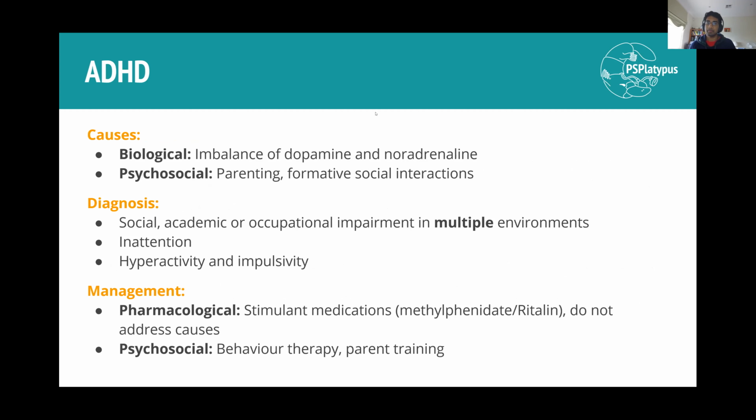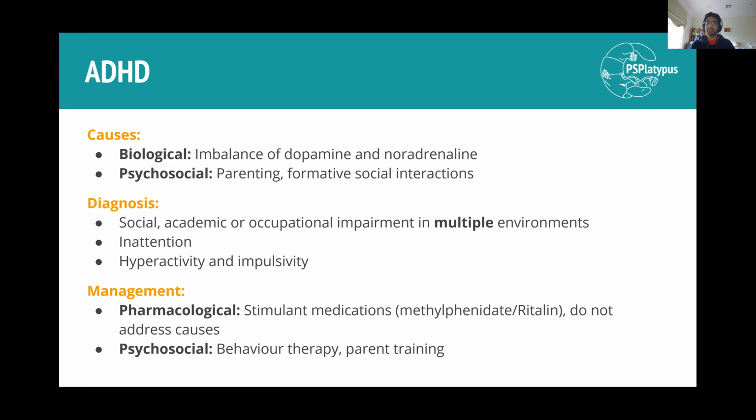Okay. So the first one we'll look at is ADHD. Biologically, there's an imbalance of dopamine and noradrenaline, and then psychosocially, things that can cause it include deficits in parenting, basically not socializing the child correctly, and also having social interactions which are perhaps negative or abnormal in childhood. So again, these are not in competition. They can both feed into one another, and so they should be viewed in concert.